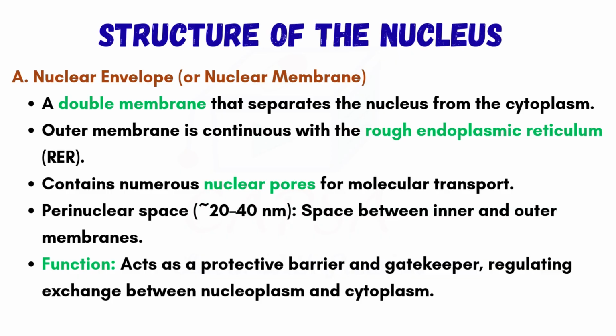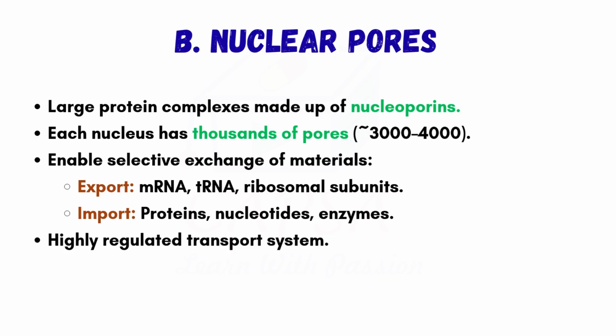The envelope contains nuclear pores, large protein complexes that allow regulated exchange of substances. In essence, the envelope acts both as the barrier and the gatekeeper of the nucleus. Each nucleus contains thousands of nuclear pores, specialized structures composed of proteins called nucleoporins. These pores allow selective transport of materials in and out of the nucleus.